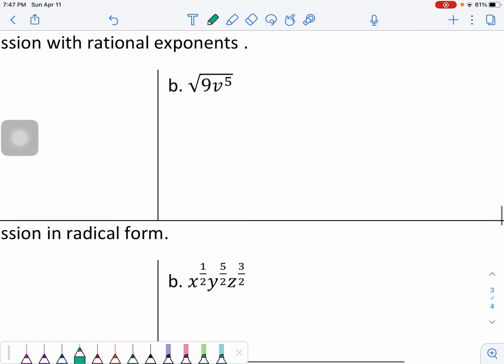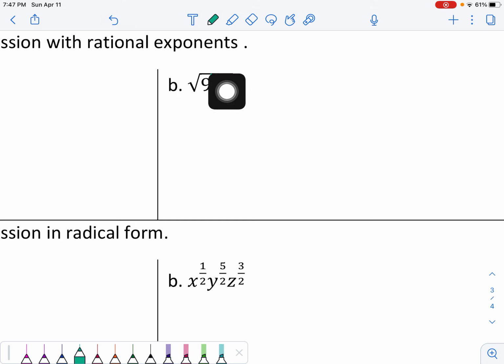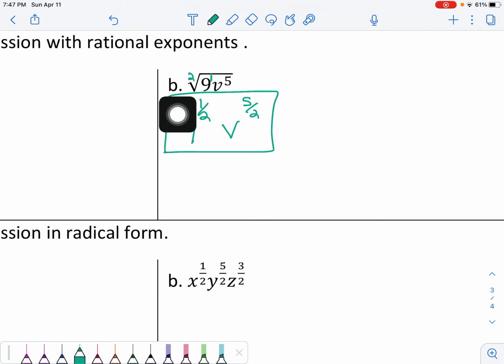I'm going to slide on over to number 19, part B. Again, I want to identify the exponents for what I've got. So in this case, we've got a 9 with a power of 1. Now, one thing to pay attention to is this root does not have a written index value. We assume it is a 2. So this is going to be 9 to the 1/2 and v to the 5/2. All right, so each one of these has the power over index, and that's how you do the rewrite.